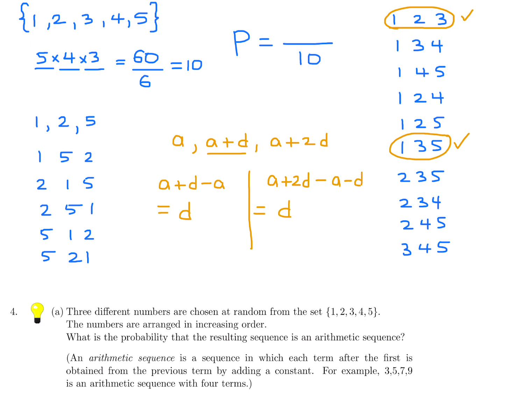And similarly, you'll notice that this is an arithmetic sequence with a difference of 1 that's common, and so is this. This also has a difference of 1. This one had a difference of 2, and this one had a difference of 1. So 4 of them are arithmetic sequences, so our probability is 4 over 10. In lowest terms, it would be 2 over 5.